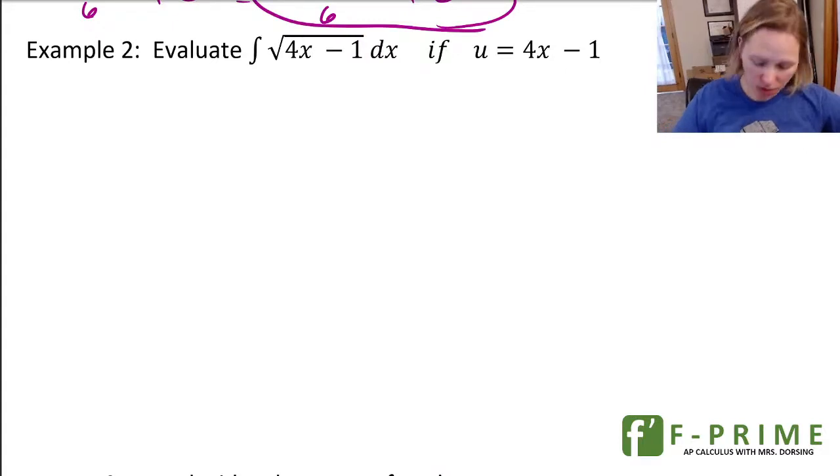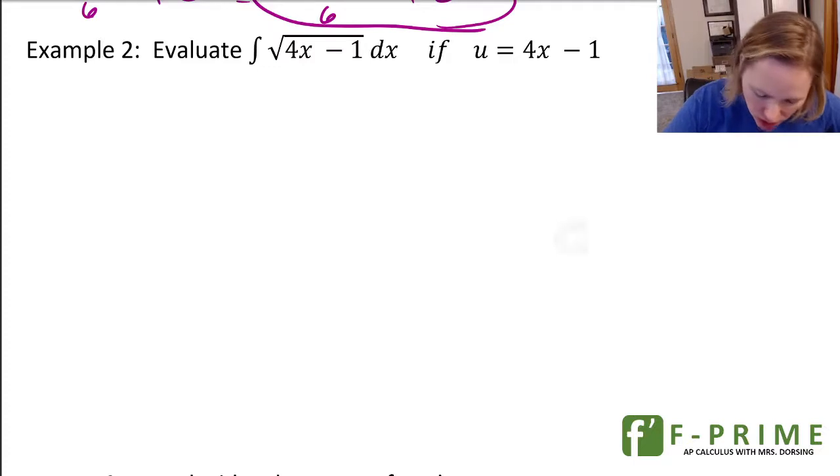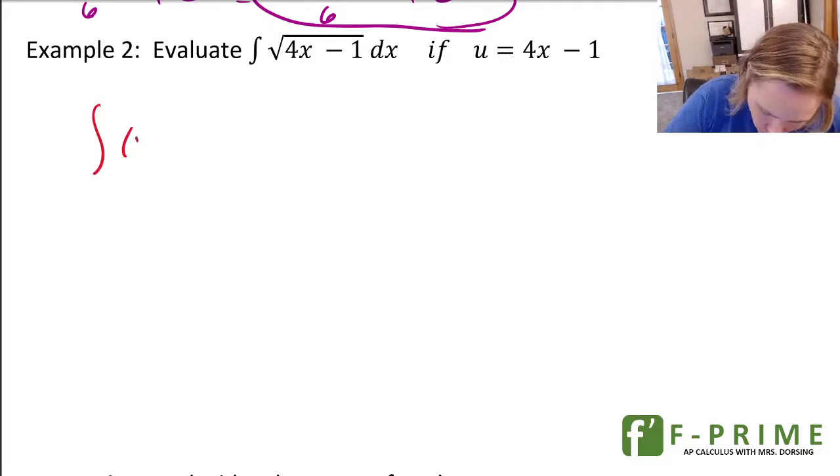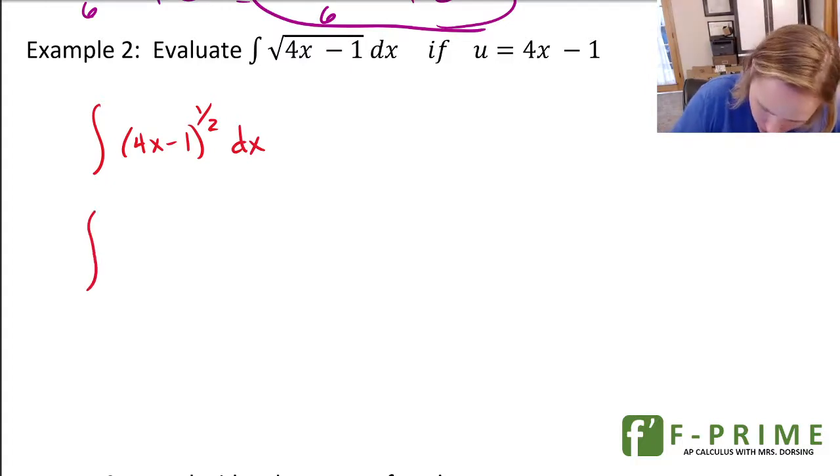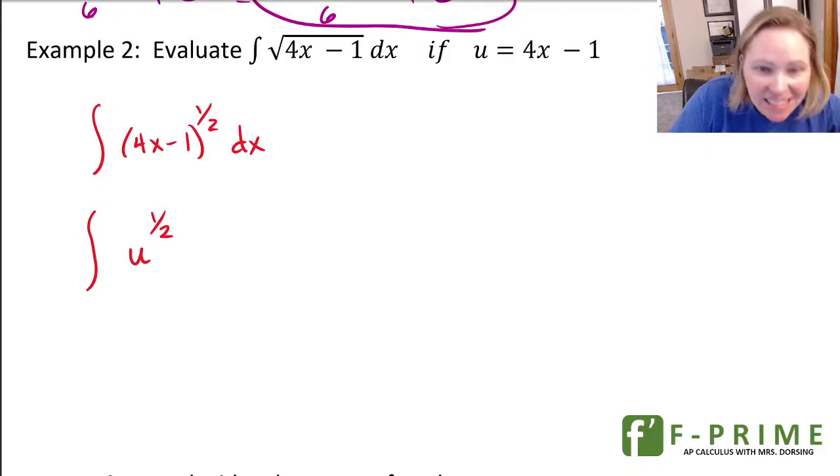So let's try another one here. I'm going to rewrite this function immediately the same way that I would with a derivative. I'm going to say 4x minus 1 to the 1/2 power dx. So I'm going to get rid of the square root. Now, here, u is going to be 4x minus 1. So the first thing I'm going to do is rewrite this and replace it with u to the 1/2. But now I need to get rid of dx, and I can't just replace it with du.